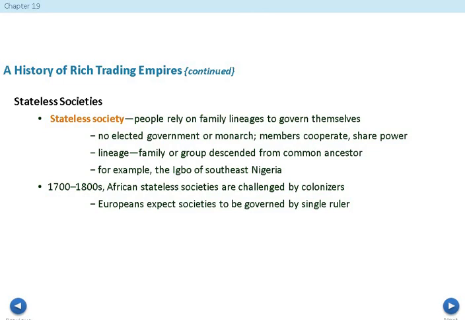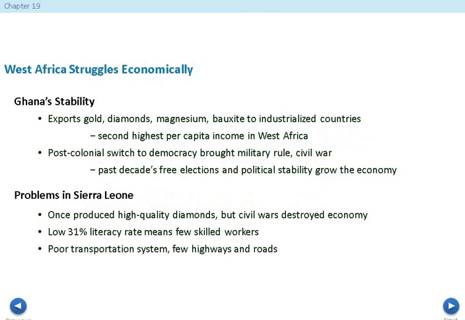In the 1700s and 1800s, African stateless nations were challenged by colonizers. The Europeans expect societies to be governed by a single ruler, so they're going to push that onto those countries. Now Ghana's stability exports gold, diamonds, manganese, and bauxite, all to industrialized countries. They have the second highest per capita income in West Africa. The post-colonial switch to democracy brought military rule and civil war, but in past decades, free elections and political stability have grown.